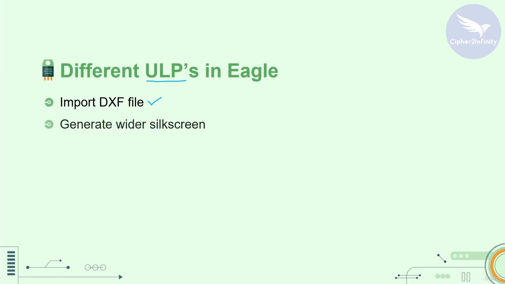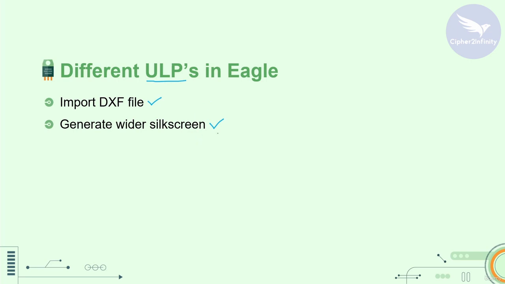Then the second ULP is generate wider silk screen. We are going to run one ULP which is going to increase the thickness of the silk screen which is on top of our PCB. Okay. But why do we need it, or what's the use of this ULP? I will explain that now.